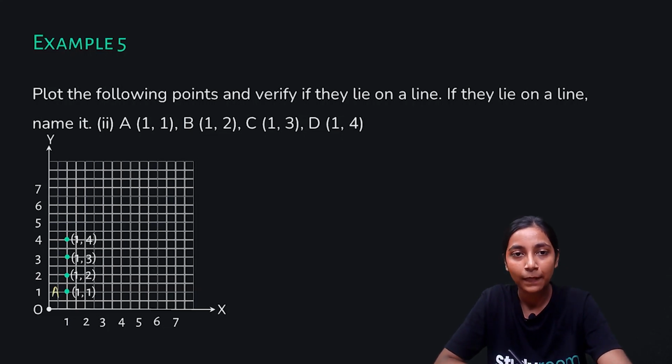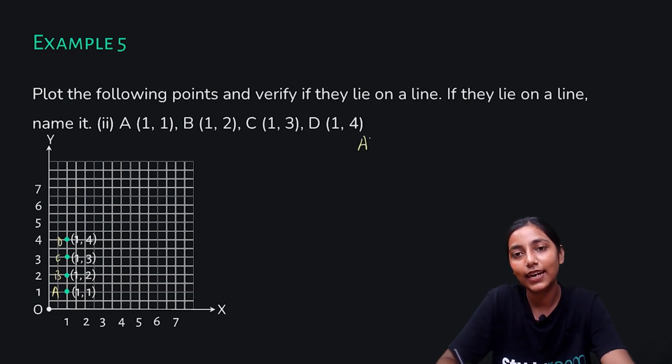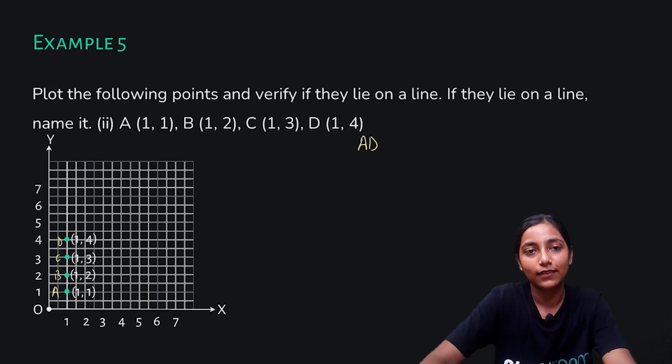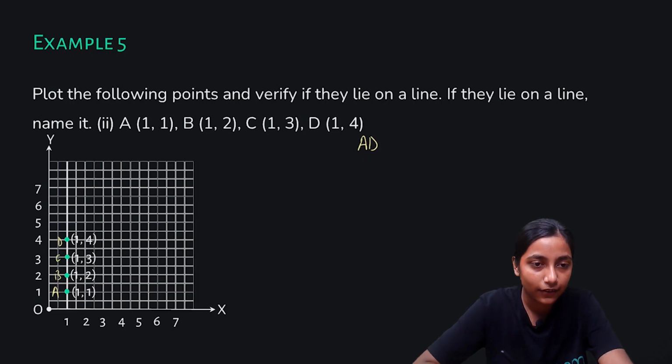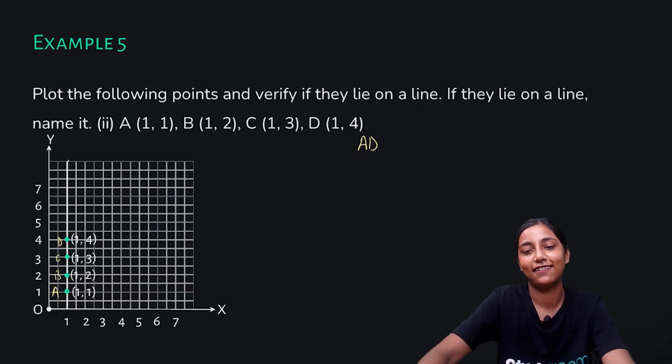This was our A, B, this was C and this was D. So this is lying on this line AD. You can see this is lying on the AD line. Right? On this AD line, or from this 1 to this much. It is lying here.